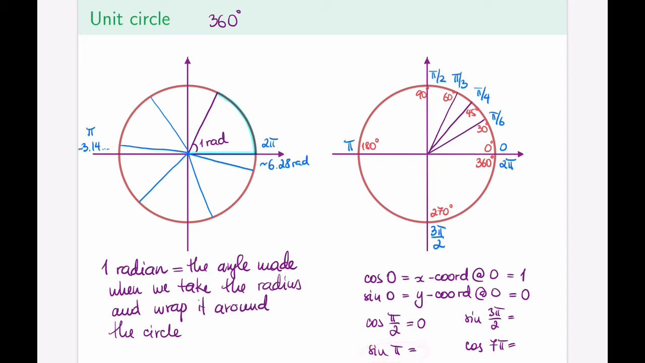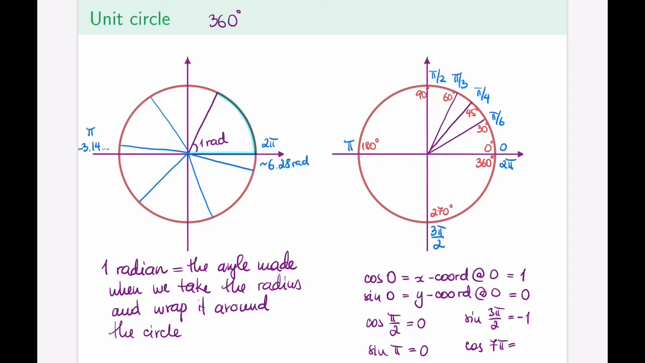Next one I have here, sine of pi. So this point right here corresponds to the angle of rotation pi. And sine is the y-coordinate. The y-coordinate of this point is 0, so I have 0. Let's take a look at another one. Sine of 3 pi over 2. So 3 pi over 2, this angle right here. Sine is the y-coordinate, which means I am at minus 1.